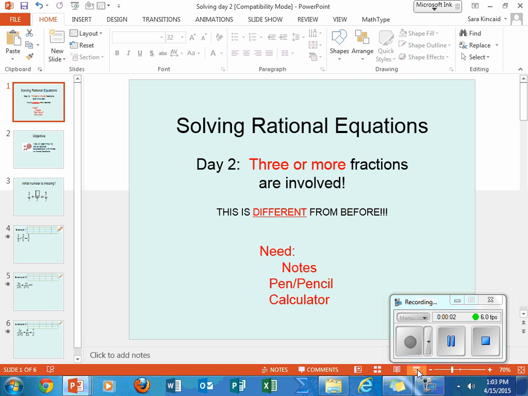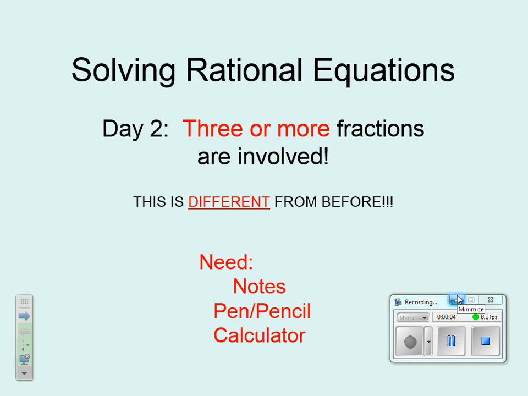Hello, ladies and gentlemen. Today we're going to be taking a look at solving rational equations. Today our method is a little bit different than what we've been working on. Today we're going to be looking at when there are three or more fractions that are involved. So this is a bit different than before.